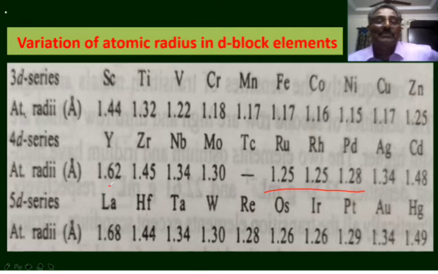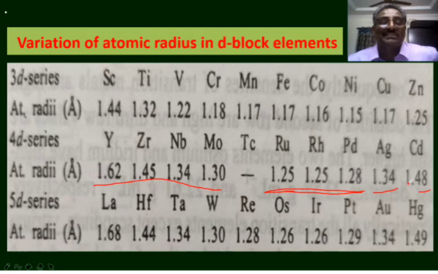From yttrium to molybdenum, atomic radii decrease. From molybdenum, the atomic radii decrease here also. But in the case of ruthenium, rhodium and palladium, the atomic radii are almost similar. From palladium, it again starts increasing to 1.34 and 1.48. We observe the same kind of variation in the atomic radius in the 4d transition series also.